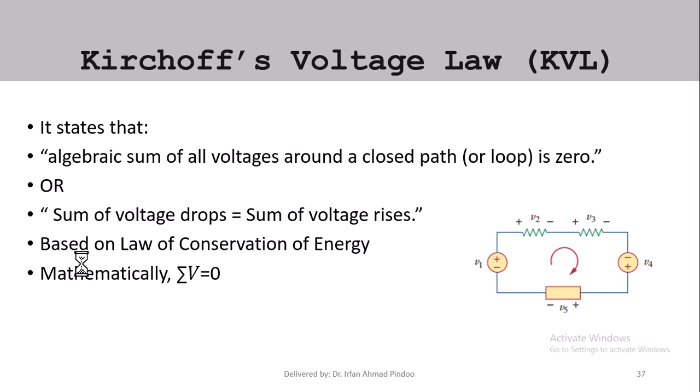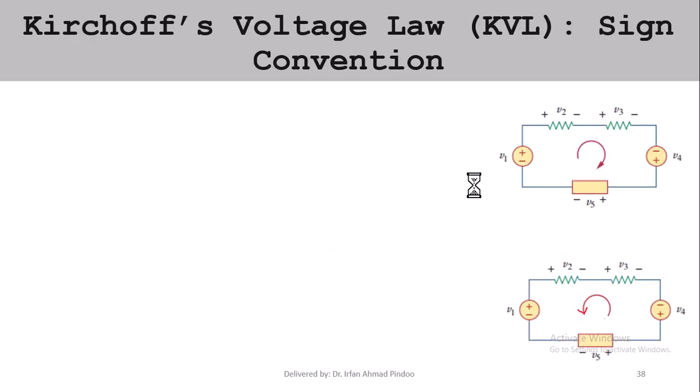Now we have KVL. KVL states that the algebraic sum of all the voltages across the loop is 0, or we can say the sum of voltage rise is equal to the sum of voltage drop, and it is based on the law of conservation of energy. Now suppose we have a circuit like this, and I am asked to find out the voltage equation. So we have to follow the sign convention for it, and the sign convention I follow is, whenever we are moving from plus to minus, we take that term as negative, and if we are moving from minus to plus, then we take that term as positive. You can take the reverse sign convention also, you will arrive at the same equation.